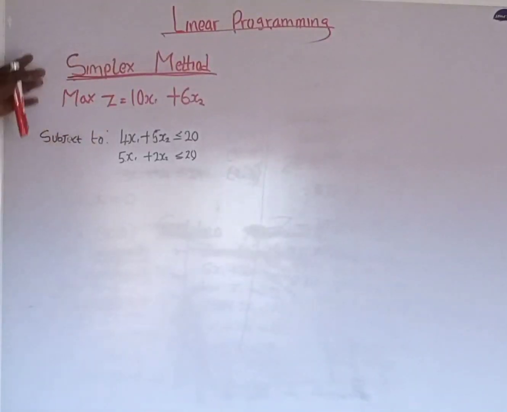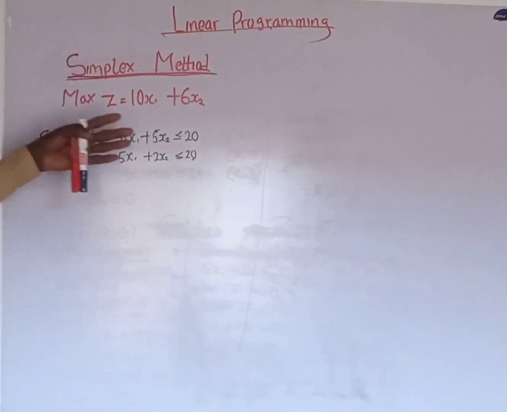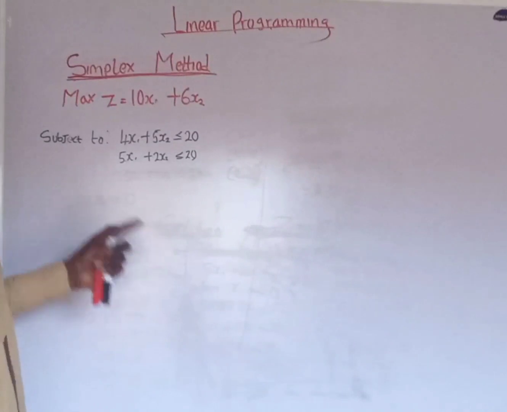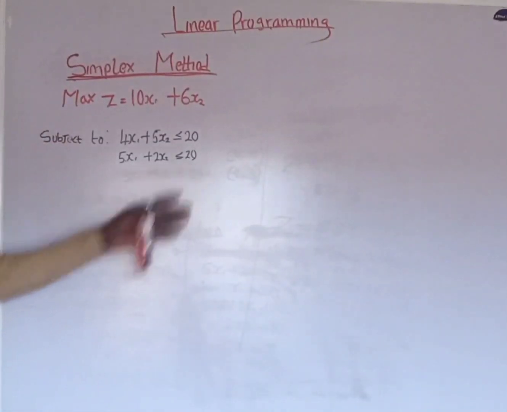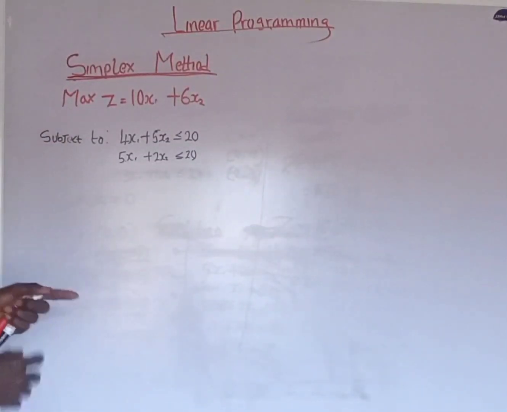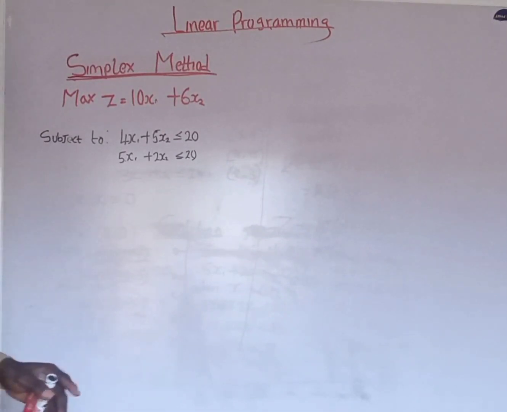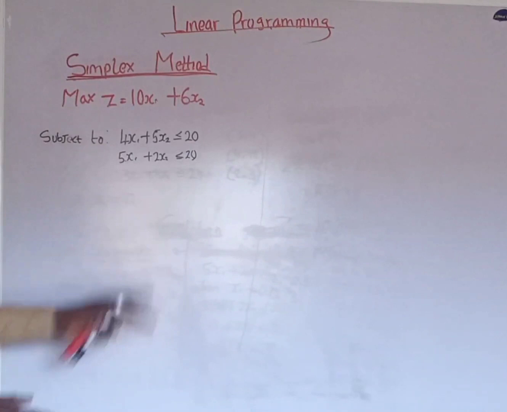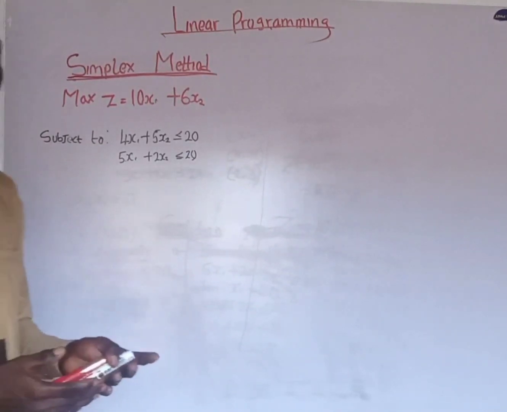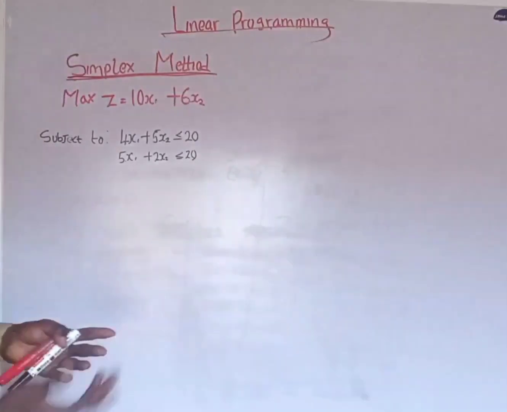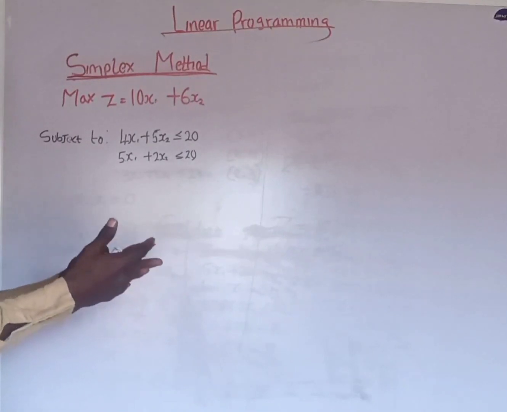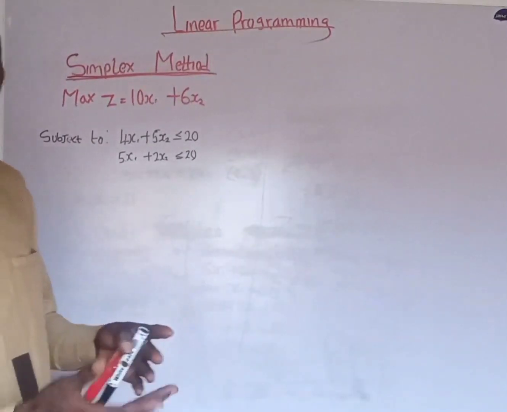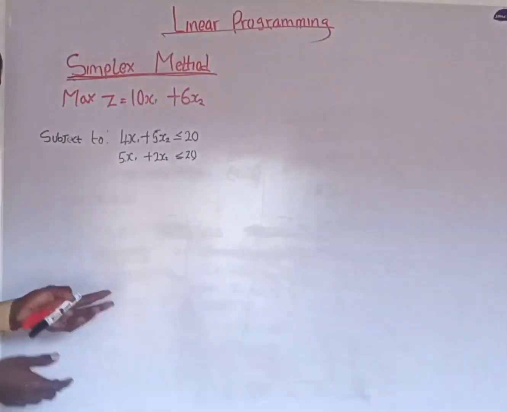In today's video, we are going to be treating linear programming, and the method that we are going to be using is the simplex method of solving linear programming problems. Now, this is the question that we are going to be solving, and if you want to proceed to solve this question, the first thing to do is to change this objective function and the constraints to standard form by introducing a slack variable. Slack variable is introduced to absorb those resources that are not used in the course of the production process. So that's what I'm going to be doing now.